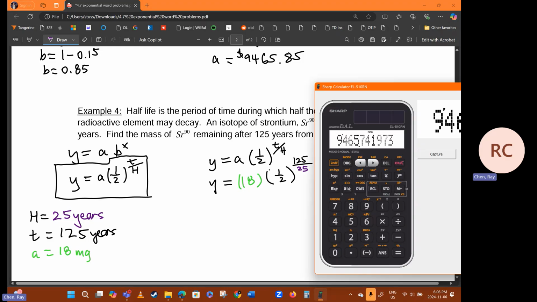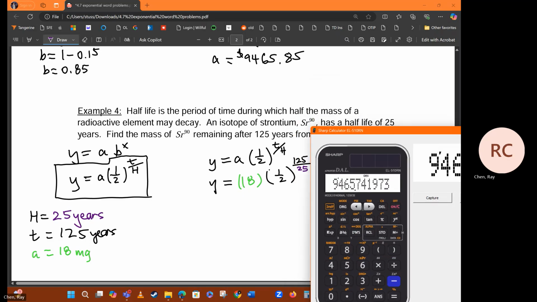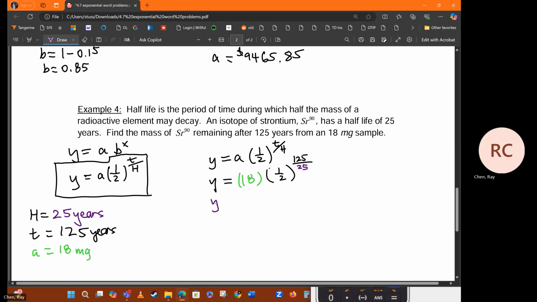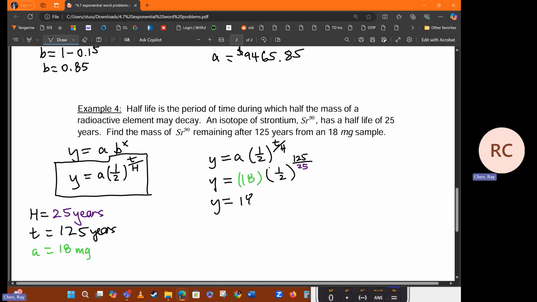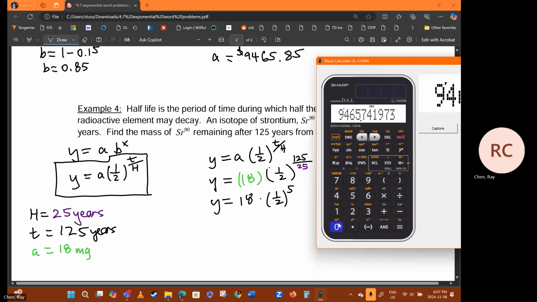And again, using our calculator, I'm going to do this one slower, if that's okay. And just make sure I got this right. We're going to get y, oops, I'm still in purple. I should change that back to black. We're going to get y is equal to 18 times 1/2 to the 5. And again, using our calculator really quickly, maybe I'll do this one slower. 1/2 is 0.5 to the 5.